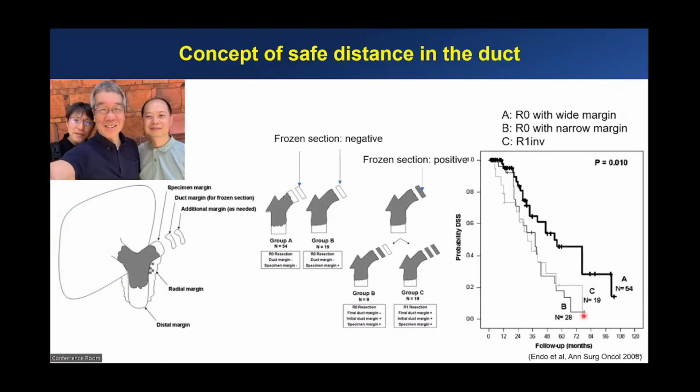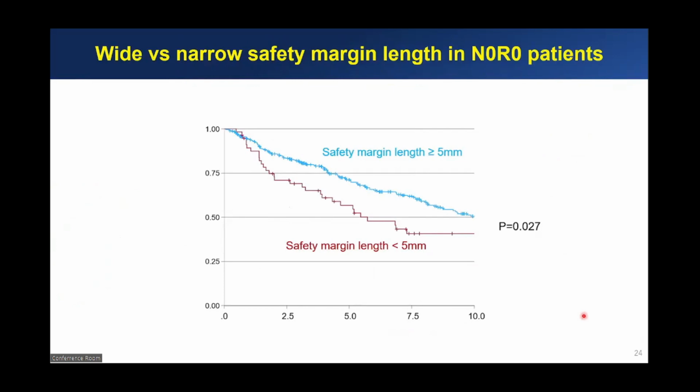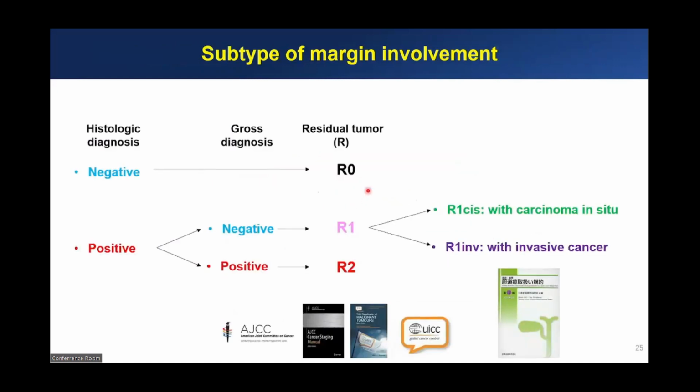So for this conference, I checked the data of Nagoya University Hospital. This is the wide and narrow safety margin range in general R0 patients. Of course, a longer safety margin has better survival and a shorter margin has shorter survival, up to about a 15% difference at 5 years. So the subtype of margin is additionally divided here into R0 narrow and R0 wide.